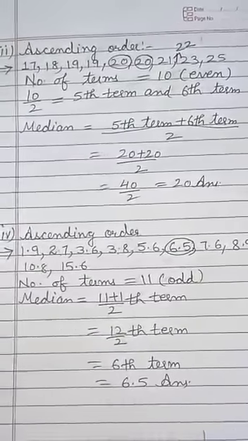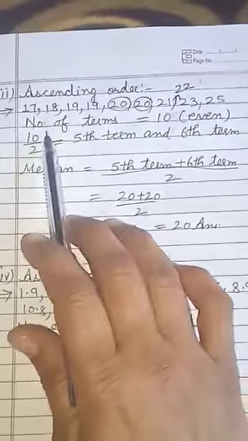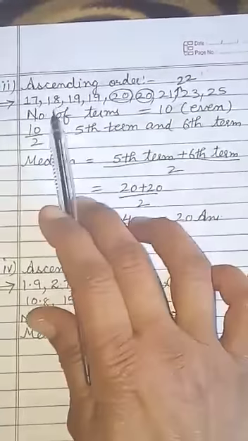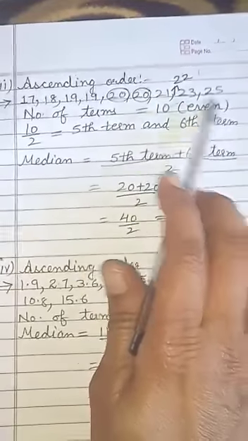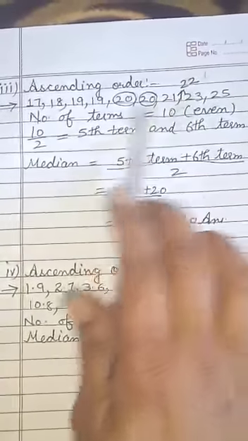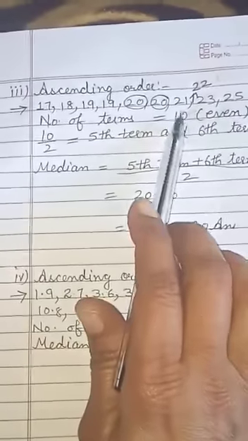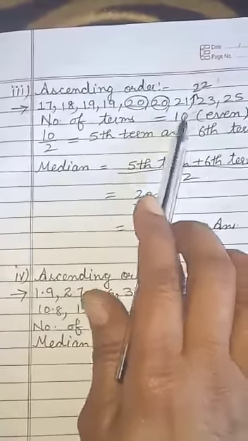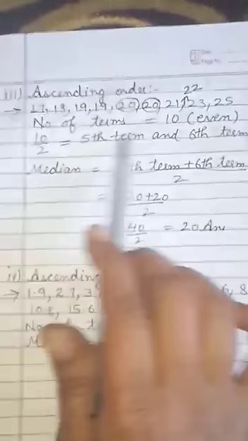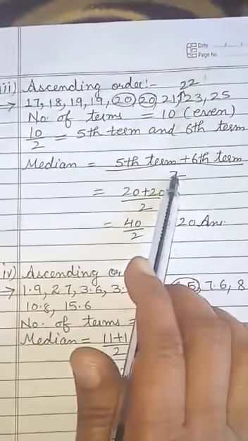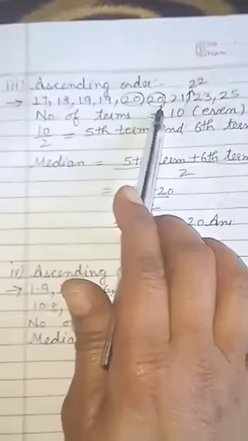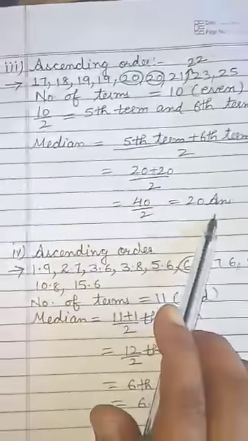Now see the third part. In the third part, the number of terms is 10. When the number of terms is an even number, first of all arrange them in ascending order. By mistake I left out 22, so I make an arrow here to write 22. So the number of terms is 10. Divide that number by 2. So we will take the fifth term and sixth term, add them and divide by 2. That will give you the median. Here the fifth and sixth terms are 20. So 20 plus 20, 40 over 2, 20 is the answer here.